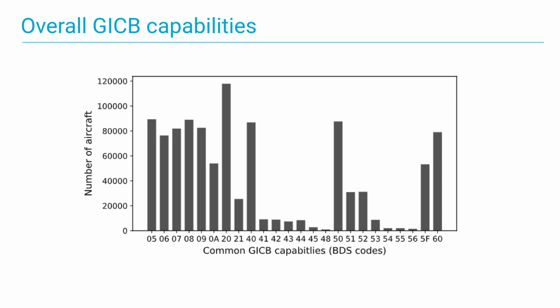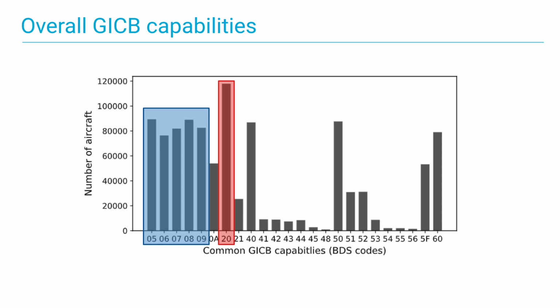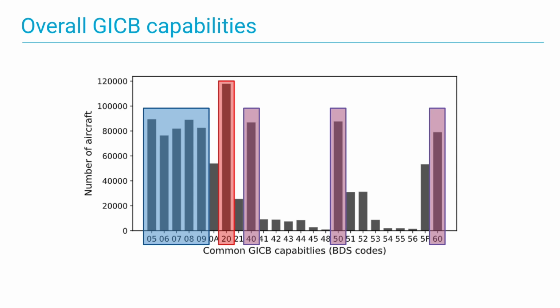In this slide, you can see the overall statistic of GICB among all world aircraft known to OpenSky network. We have BDS 20, which is part of elementary surveillance. We can see a large number of ADS-B capabilities in blue, as well as EHS capability in purple. For those who are interested in meteorological capabilities, the result is not very optimistic. Only very few aircraft are equipped with these capabilities.